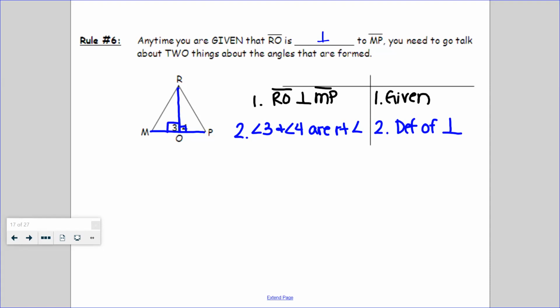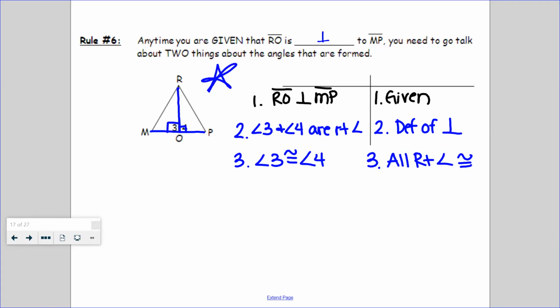Okay, but your whole goal is to tell me about things that are congruent. Well, now that we know angle 3 and angle 4 are right angles, what do we know about angle 3 and angle 4? They're congruent, they're equal to each other. So angle 3 is congruent to angle 4, and that is because all right angles are congruent.